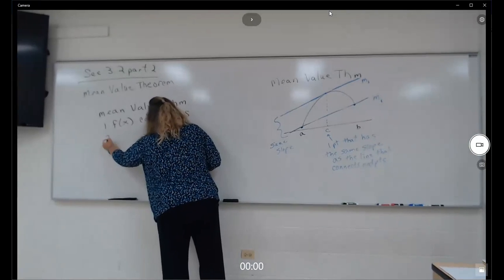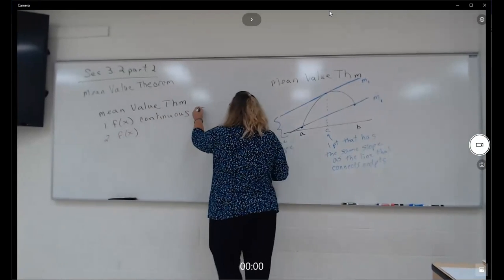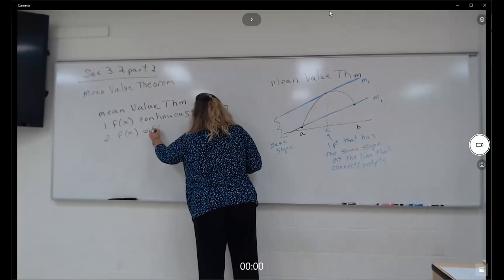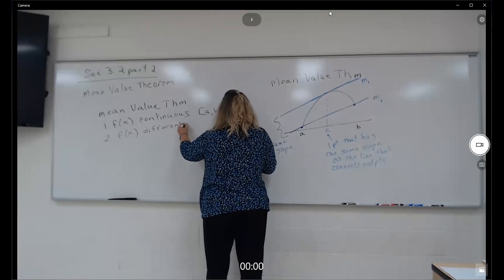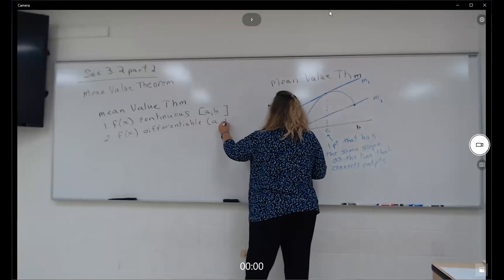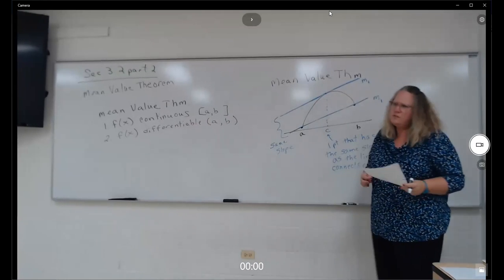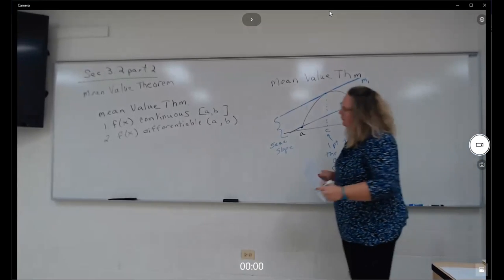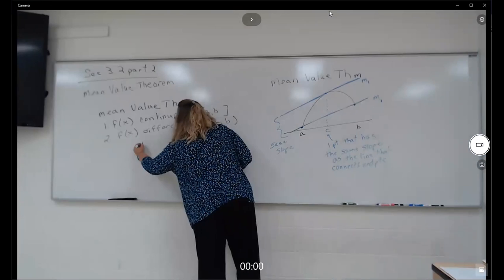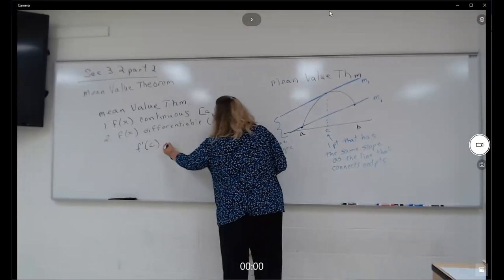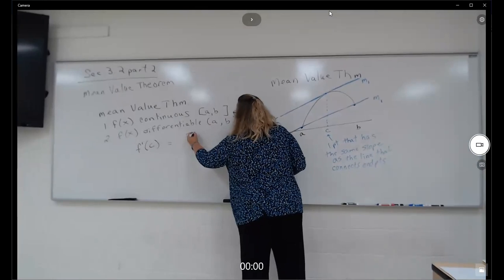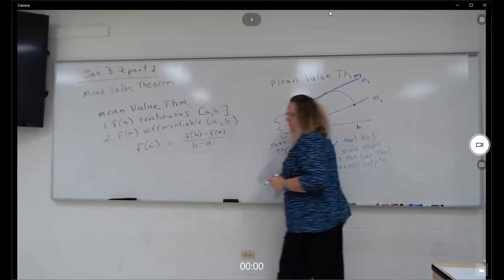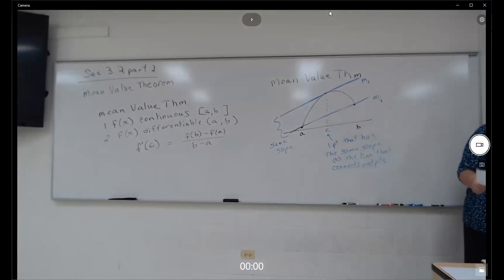We'll just do it really short. f of x has to be continuous on the closed interval, and it has to be differentiable on the open interval. We still don't care about the endpoints when we're talking about the derivative. If that's the case, then there's a c where the derivative is equal to f of b minus f of a all over b minus a. Do we see that? It's right here on the sheet. We're just copying the sheet.